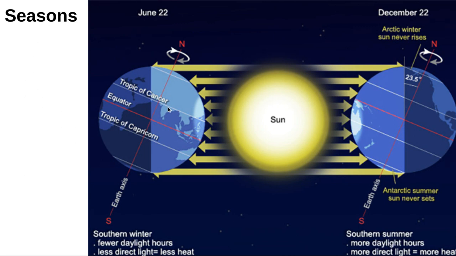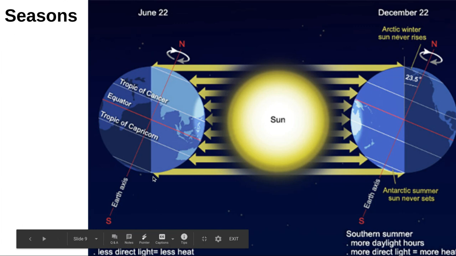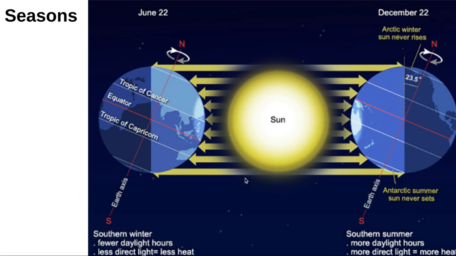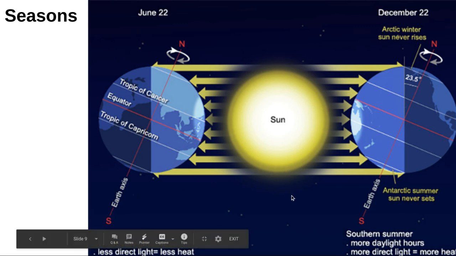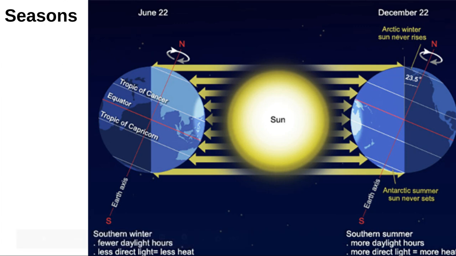So here we are in summer. The southern hemisphere is in winter, so this is southern winter. And fewer daylight hours, less direct light, so less heat. And here is our winter and the southern summer. More daylight hours, more direct light, and more heat. Okay, and there's that angle, 23.5. Again, of course, if we didn't have that, then we wouldn't have the seasons in the same way.